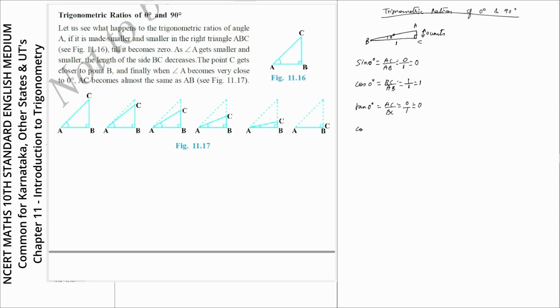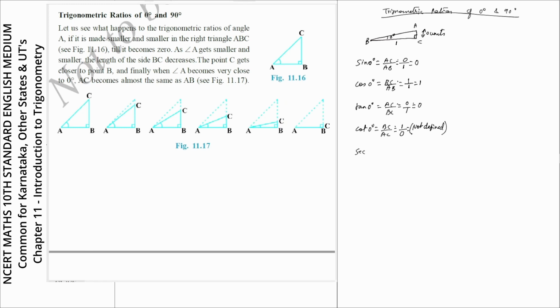Now cot of 0 degree. Cot of 0 degree is adjacent by opposite, that is BC by AC. So this is equal to 1 by, so AC will be very small, so 1 by 0 I'll get. So 1 by 0, actually this is not defined. Okay, this is called infinity, this value is infinity, and it is not defined. In your textbook it's given not defined. I'll write as not defined only. 1 by 0 is not defined.